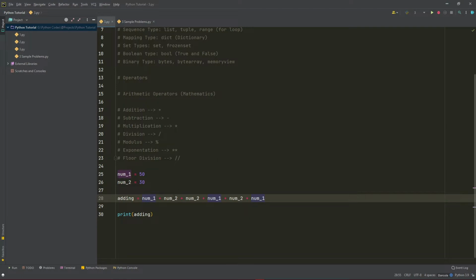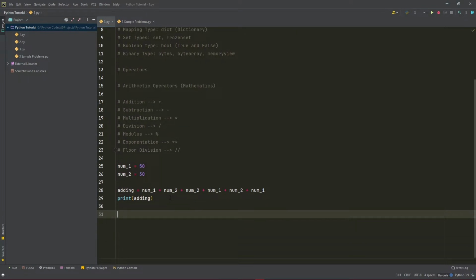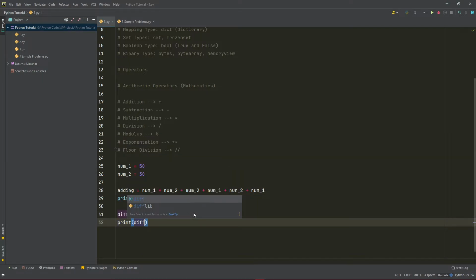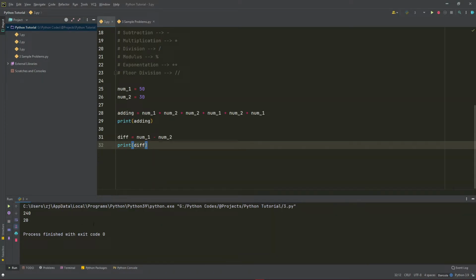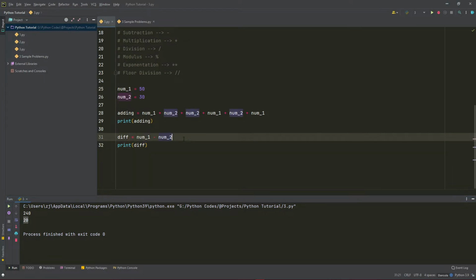So the second one is basically the subtraction. So we're just going to leave this here, and we have diff, or the difference. So we have the num1 minus num2. I forgot the underscore there. Okay. Now, if we print this alongside with the adding, we're going to have 50 minus 30, which is 20, which is correct, right? Then we're going to minus num2 again, and then minus num1. Let's see what happens. We have negative 60.